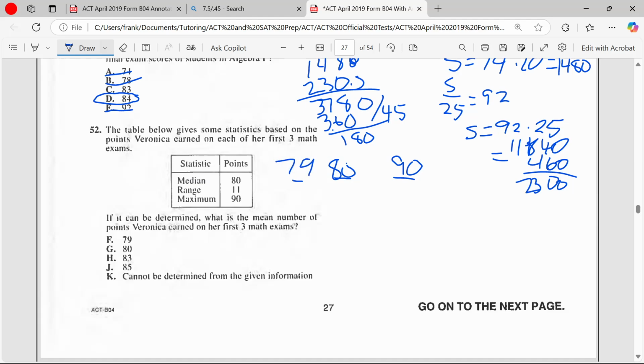And then it asks, if it can be determined, what is the mean. Well, 79 plus 80 plus 90 is 170 plus 79, 249, divided by 3. 3 times 8 is 24. 3 times 3 is 9. The answer is H.